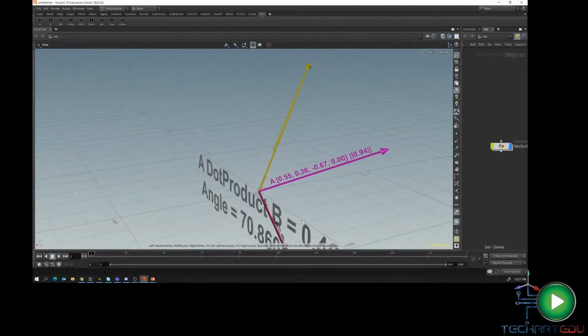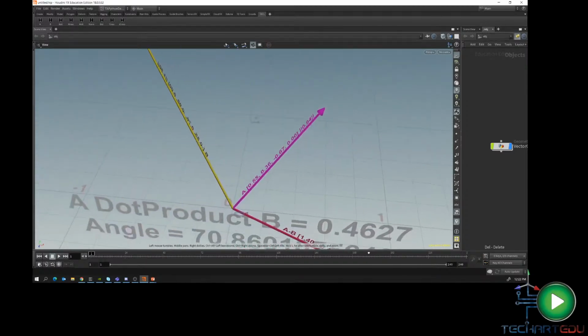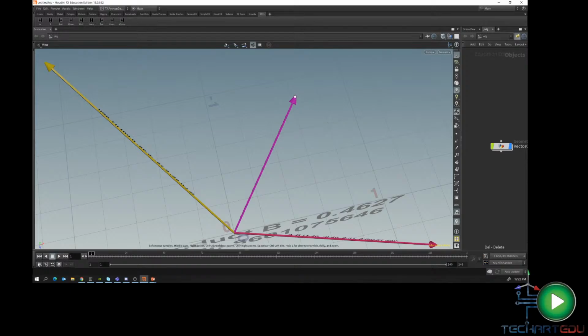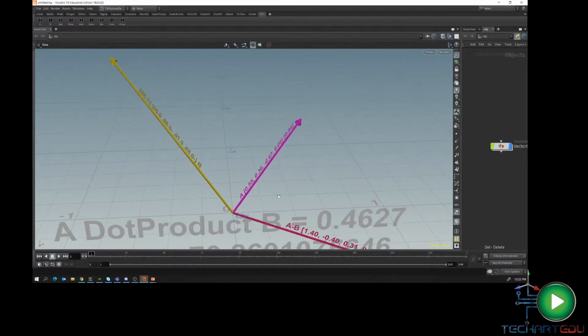So that means if you were to project, let's go from the top view. If you were to project vector A, which is magenta, onto vector B, which is yellow, you would see that it would take up about 0.4627 of the overall length of vector B. Okay, very, very useful, especially when dealing with things such as computing the amount of diffuse light hitting an object when you are using diffuse lighting.